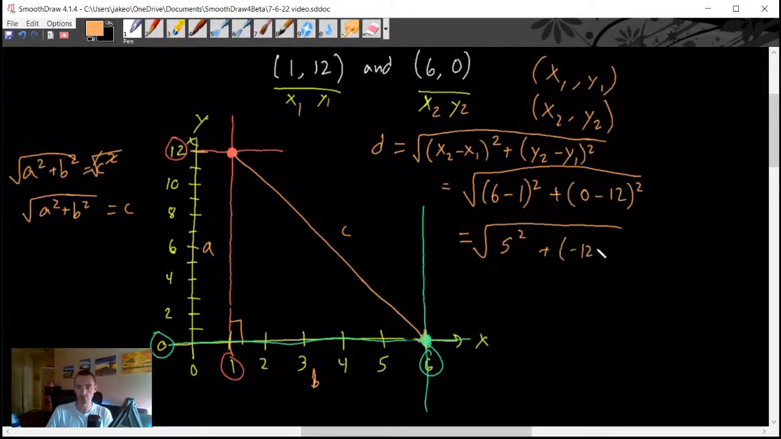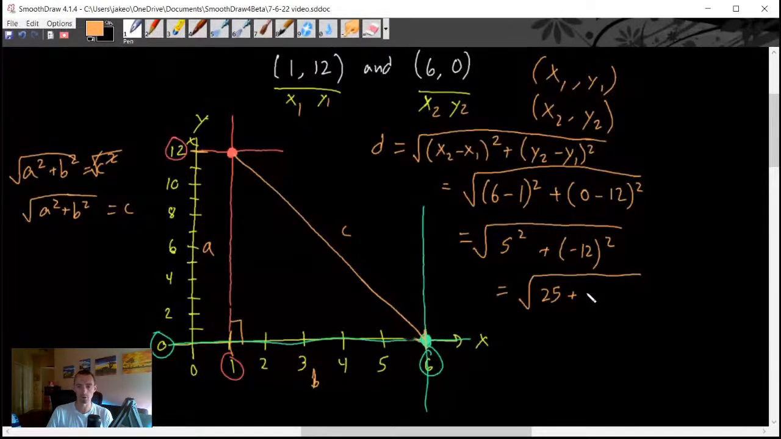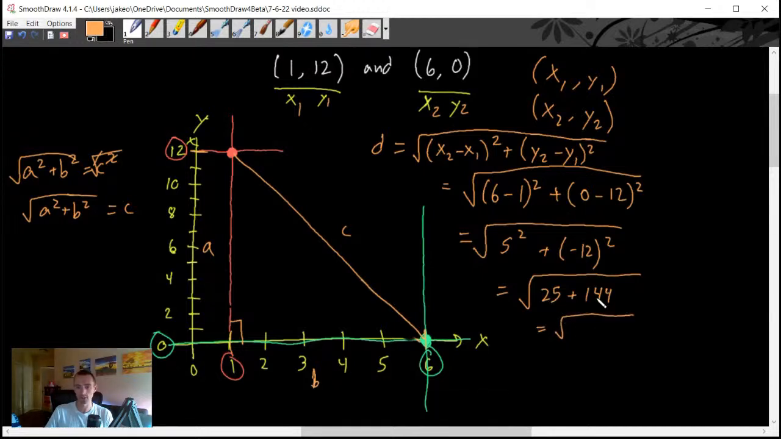So negative 12 squared. Okay. And then 5 squared is 25. Negative 12 squared is the same as negative 12 times negative 12. The negatives cancel, and you just get 12 times 12, which is 144. Then 25 plus 144 should be 169. And the square root of 169 is 13.